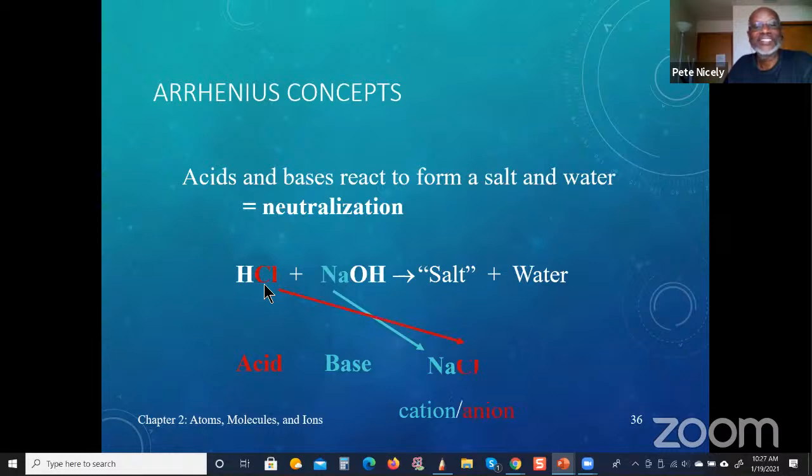So basically, this is what happens. The sodium comes together with the chloride to form the salt, and the hydroxide combines with the hydrogen to form the water. As you can see here, the salt is the combination of a cation with an anion. The cation comes from the base, the anion comes from the acid. So that's basically what happens in every neutralization reaction.